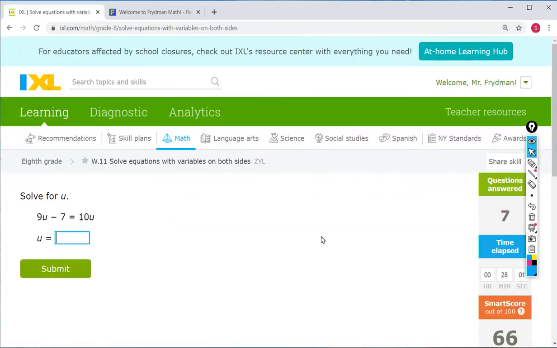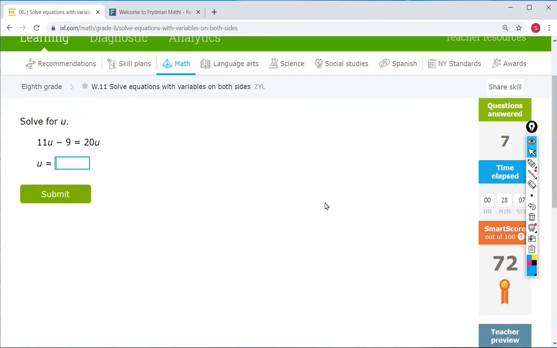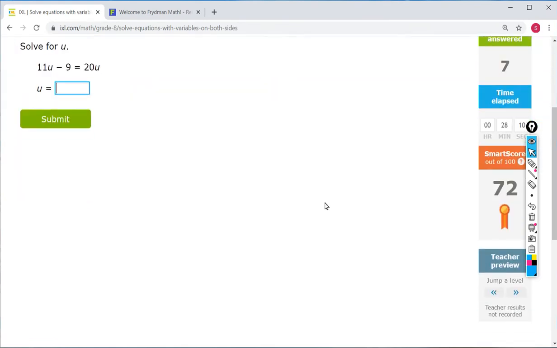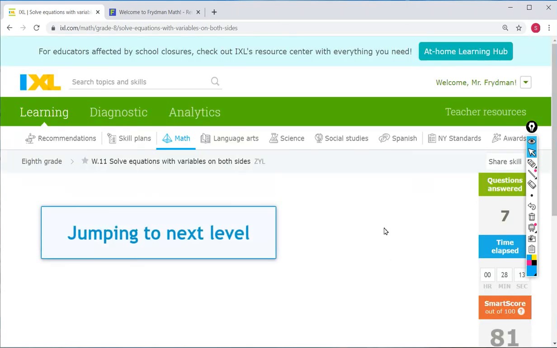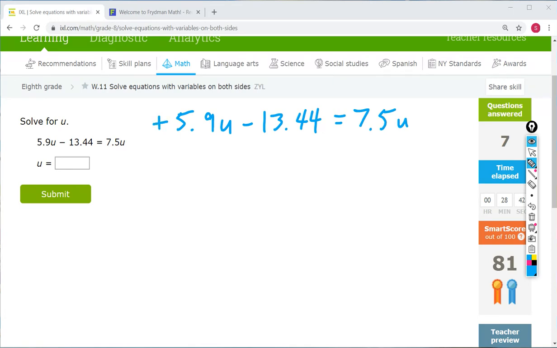Okay. I'm going to jump to the next level. This seems to be just like what we've done before, so I'm going to jump to the next level again. All right, so now we have decimals. So it's exactly the same thing, just with decimals. So let's do one with decimals. 5.9u minus 13.44 equals 7.5u. So this is like plus, there's like an invisible plus sign there.